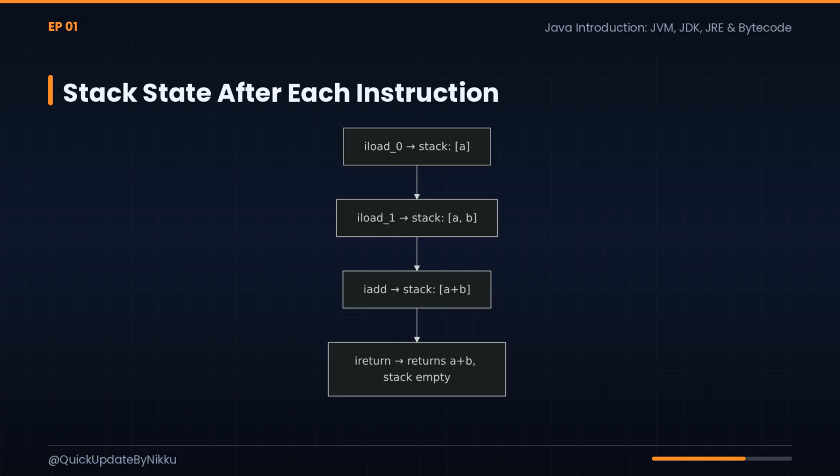iload_0 pushes parameter A, iload_1 pushes parameter B, iadd pops both, adds them, and pushes the result. ireturn pops that result and hands it back to the caller. Every JVM instruction is defined in terms of what it pops and what it pushes, that is the entire execution contract.